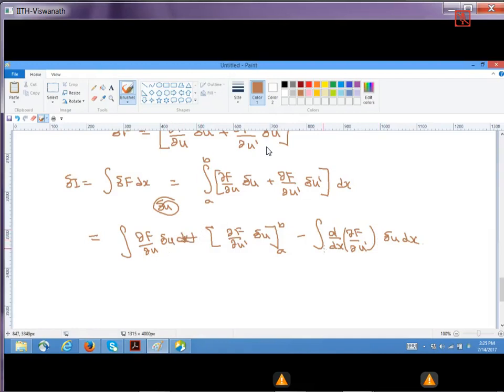Now you can see that in this term I have delta u common. By writing this, what I have defined is my u is nothing but delta u, and v is dou f by dou u dash, and your du is taken as delta u dash. So if you assume it in the integration by parts and substitute, then I can write it in this form.